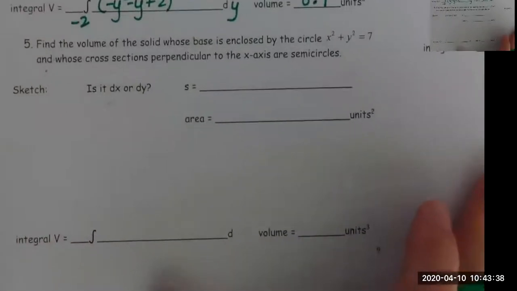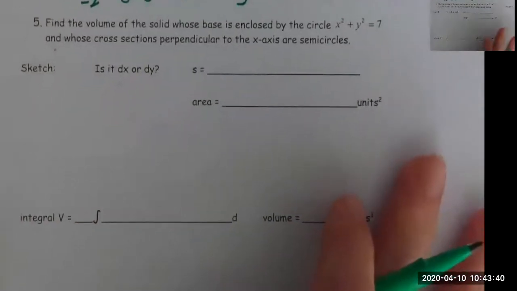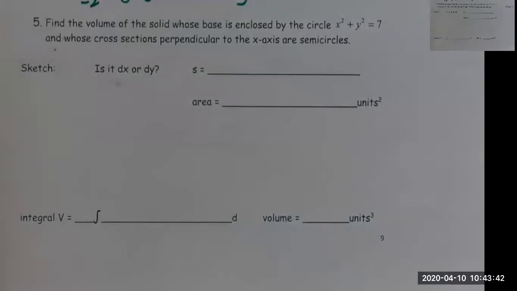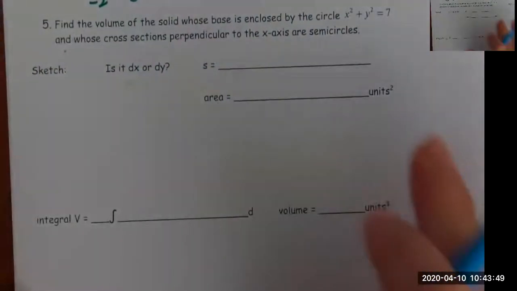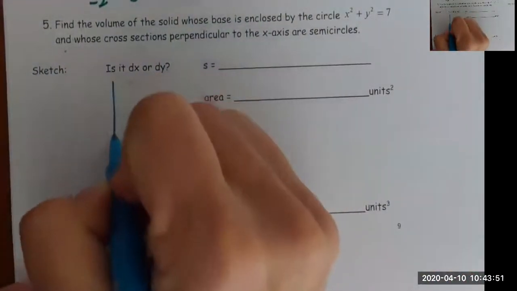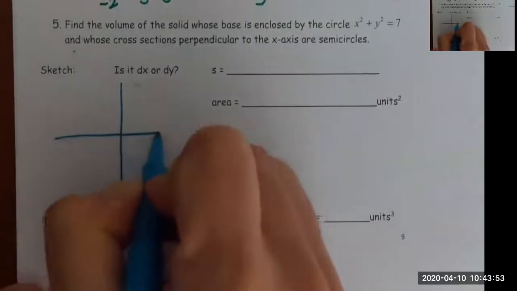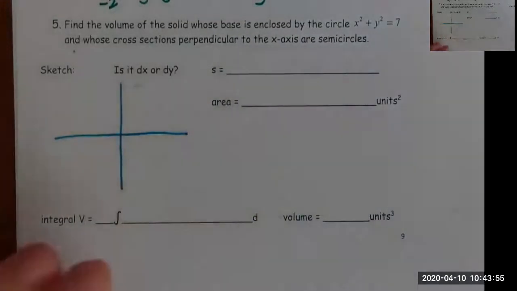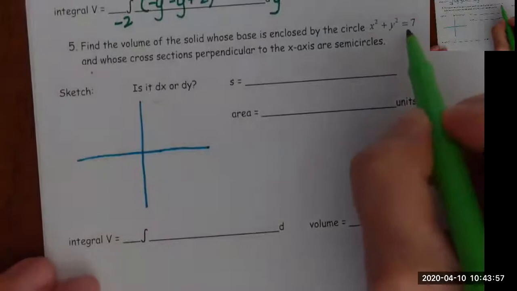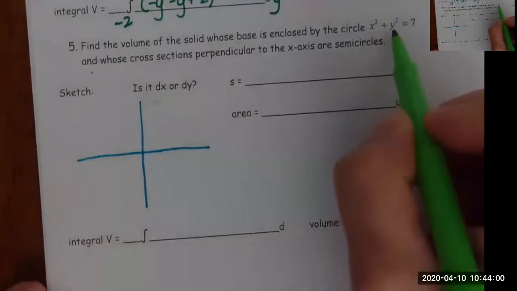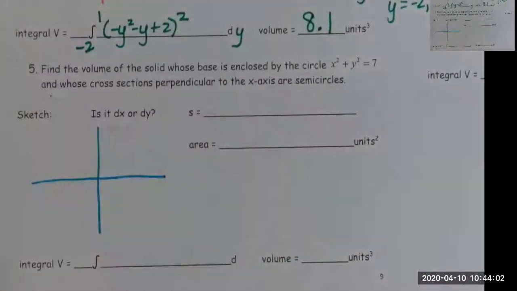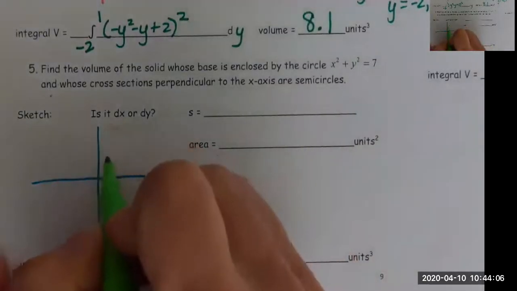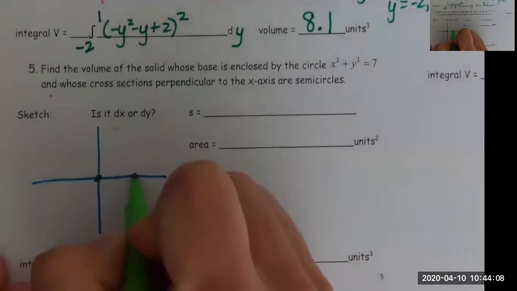Okay, so this time, find the volume of a solid whose base is enclosed by a circle. We haven't done a circle yet. They're not hard. You just got to think about some stuff. I'm going to be nice, and all of our circles will be centered around the origin. So if this is x squared plus y squared equals 7, then we know r is the square root of 7, and that doesn't really matter. There's the center, and we go out the square root of 7.